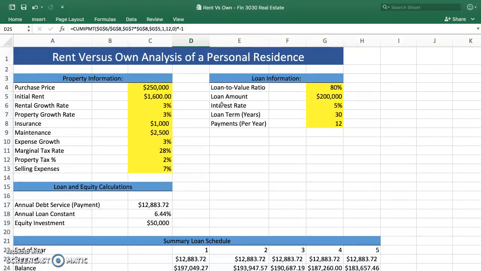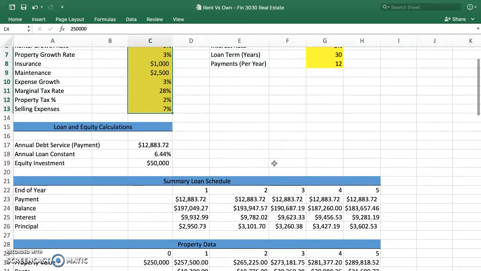Today we're going to be looking at renting versus owning a property. Here, in two different categories, I have all the project assumptions given to us. It's broken down into property information and loan information. These are very important values for analyzing the rest of this. So let's go ahead and get started.